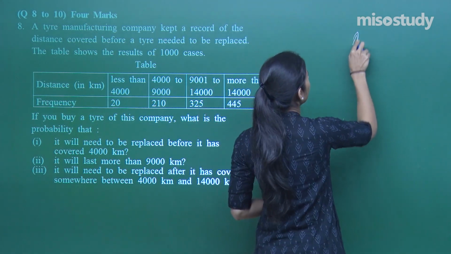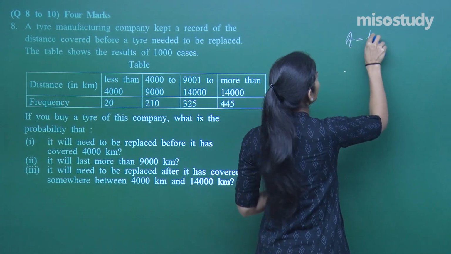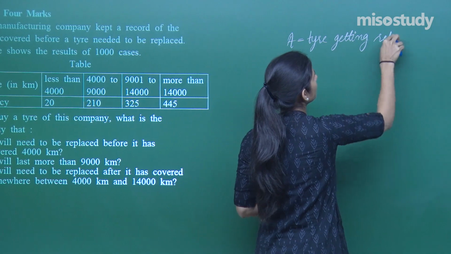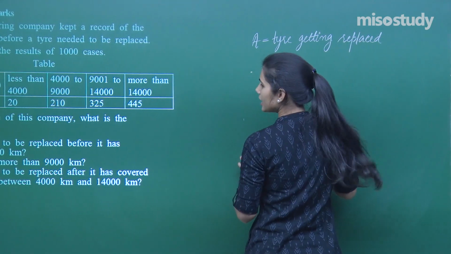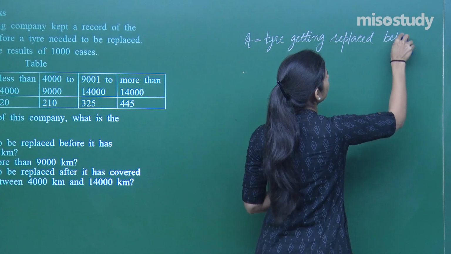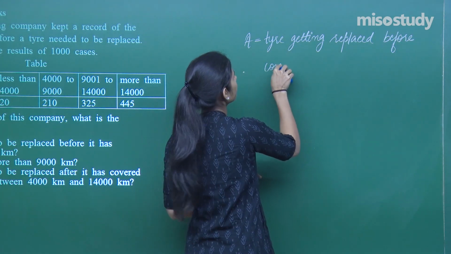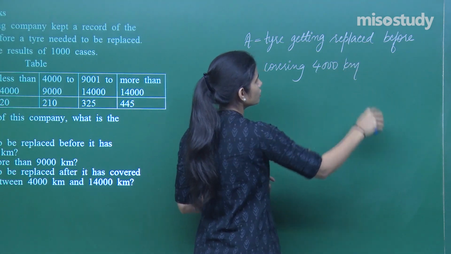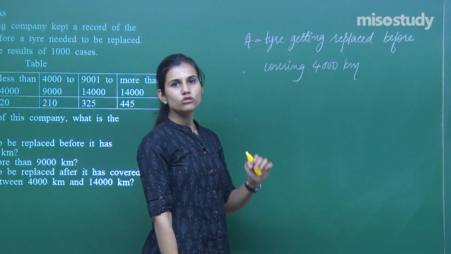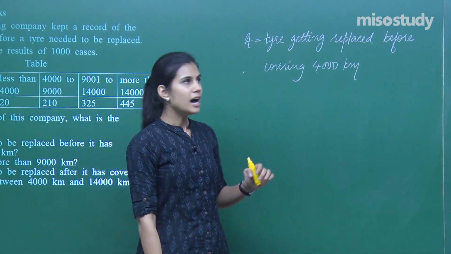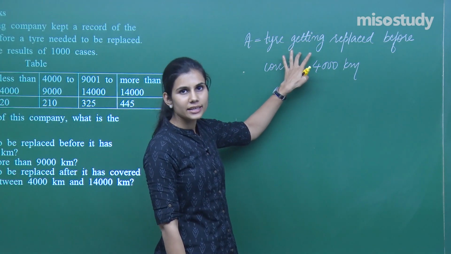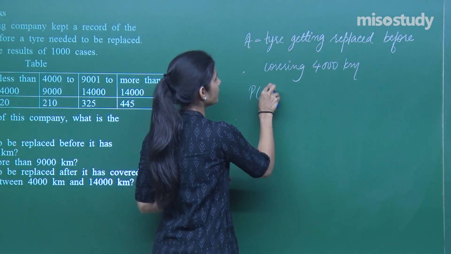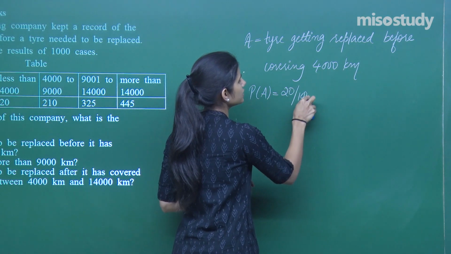So if I say A is tire getting replaced before covering 4000 kilometers, so out of 1000 tires, 20 tires are favoring this event because they are getting replaced in less than 4000 kilometer distance. So probability of A will be 20 upon 1000.